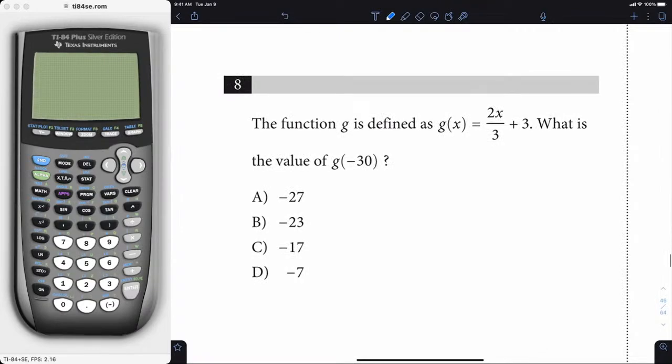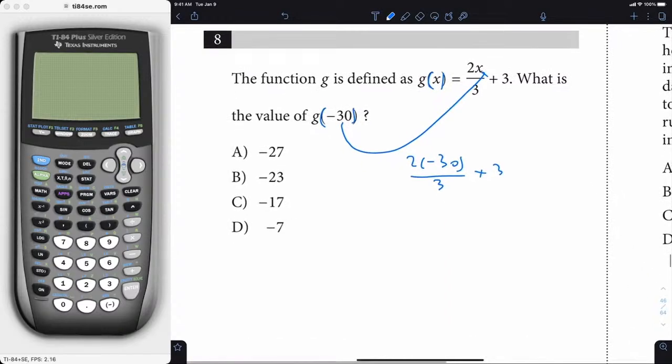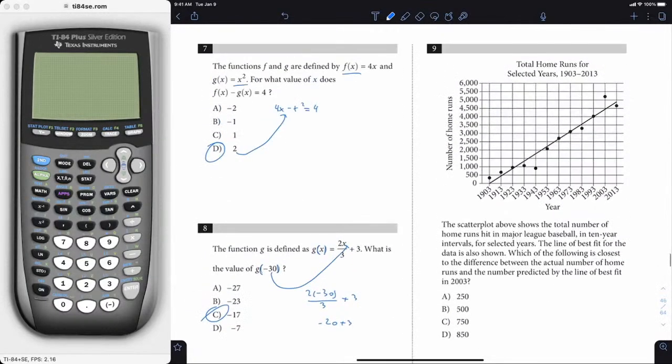The function g is defined by blah, blah, blah. What is the value of g of negative 30? Okay, look what's in the parentheses here: x. Look what's in the parentheses here: negative 30. What does that tell us? Negative 30 is x. Let's plug it in. 2 times negative 30 over 3 plus 3. 2 times negative 30 is going to give us negative 60 over 3, which is negative 20, plus 3 is negative 17.